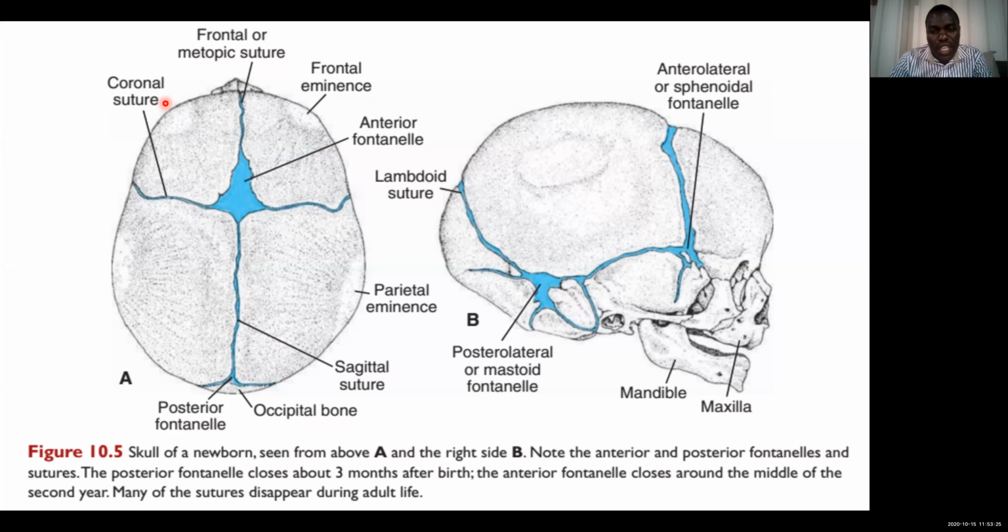I want you to look at the junction between two or more sutures. Like this is a junction, this is a junction, there's a junction, and this one here. But this is a junction between two or more sutures. And what do you notice? That the junctions between two or more sutures are wider still. These junctions are known as fontanelles.